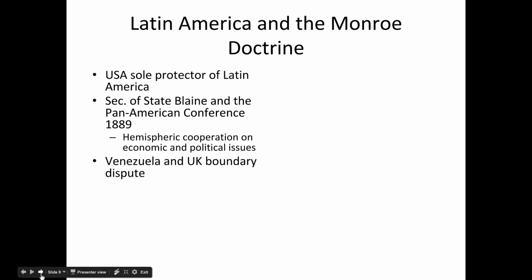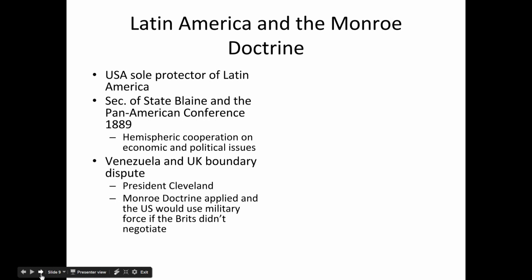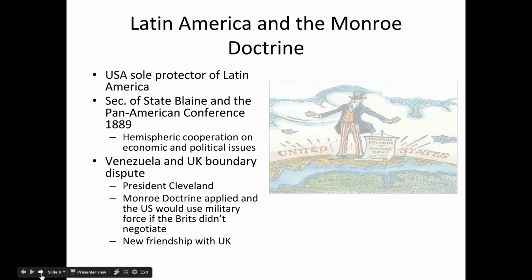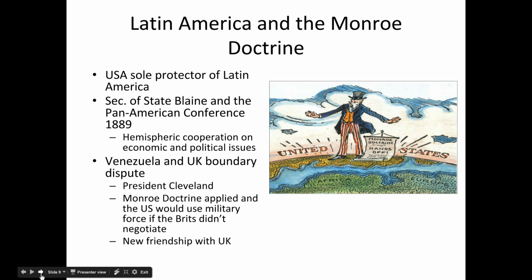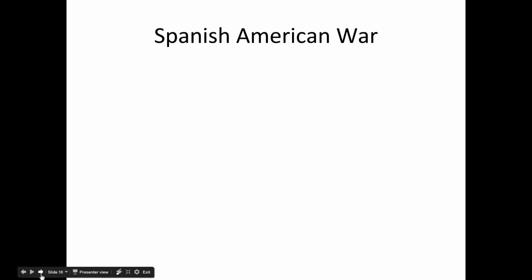We got involved in a Venezuela and United Kingdom dispute of territory under President Cleveland, and the Monroe Doctrine was actually applied, and we threatened that we would use U.S. military force if the British didn't actually negotiate with Venezuela. They back off, and we adopt a new sort of cooperative relationship with Great Britain in that matter. So we are really enforcing that Monroe Doctrine and telling European nations to back out of the Western Hemisphere.